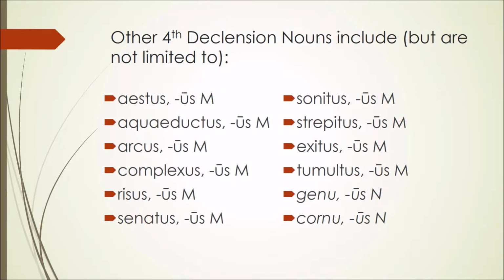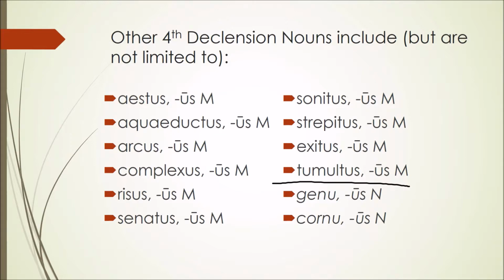You don't need to write any of these down. These do appear on a vocabulary list, but other fourth declension nouns that you have encountered or you will encounter are aestus, heat, aquaeductus, aqueduct, arcus, arch, complexus, hug, risus, a laugh, senatus, the senate, sonitus, a sound, strepitus, a crash, exitus, the exit, tumultus, a crowd, and then the neuter examples previously given in this video, genu, knee, and cornu, horn.